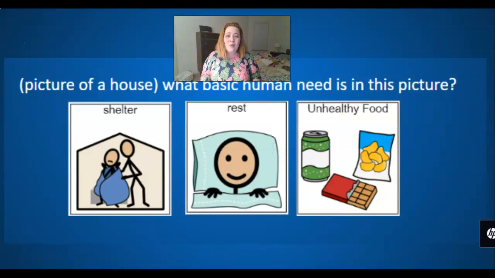Last, look at this picture. What basic human need is in this picture? Shelter, rest, unhealthy food. Think about these questions during our lesson.